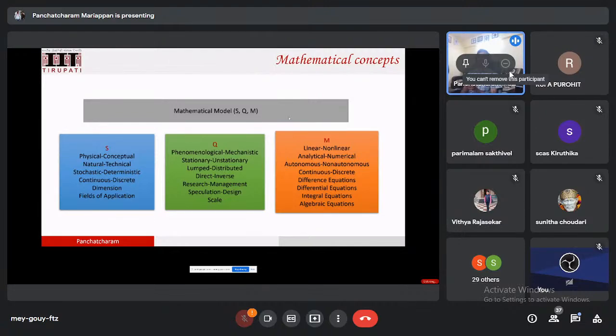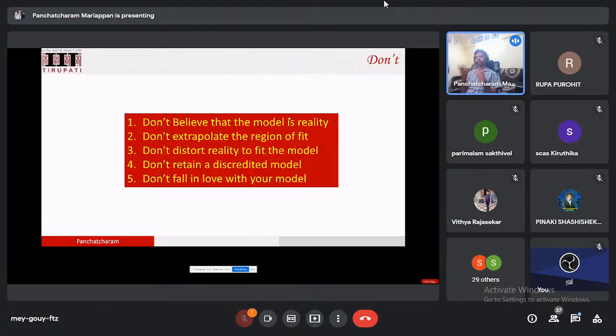And the last thing, don't fall in love with your model. If you fall in love with your model, definitely you will end up fighting with people, saying mine is better, your party is better, my religion is better, my caste is better. People used to do that. So don't fall in love with your model. Same thing for this model also. Now, next one. This is the general idea for the mathematical model.